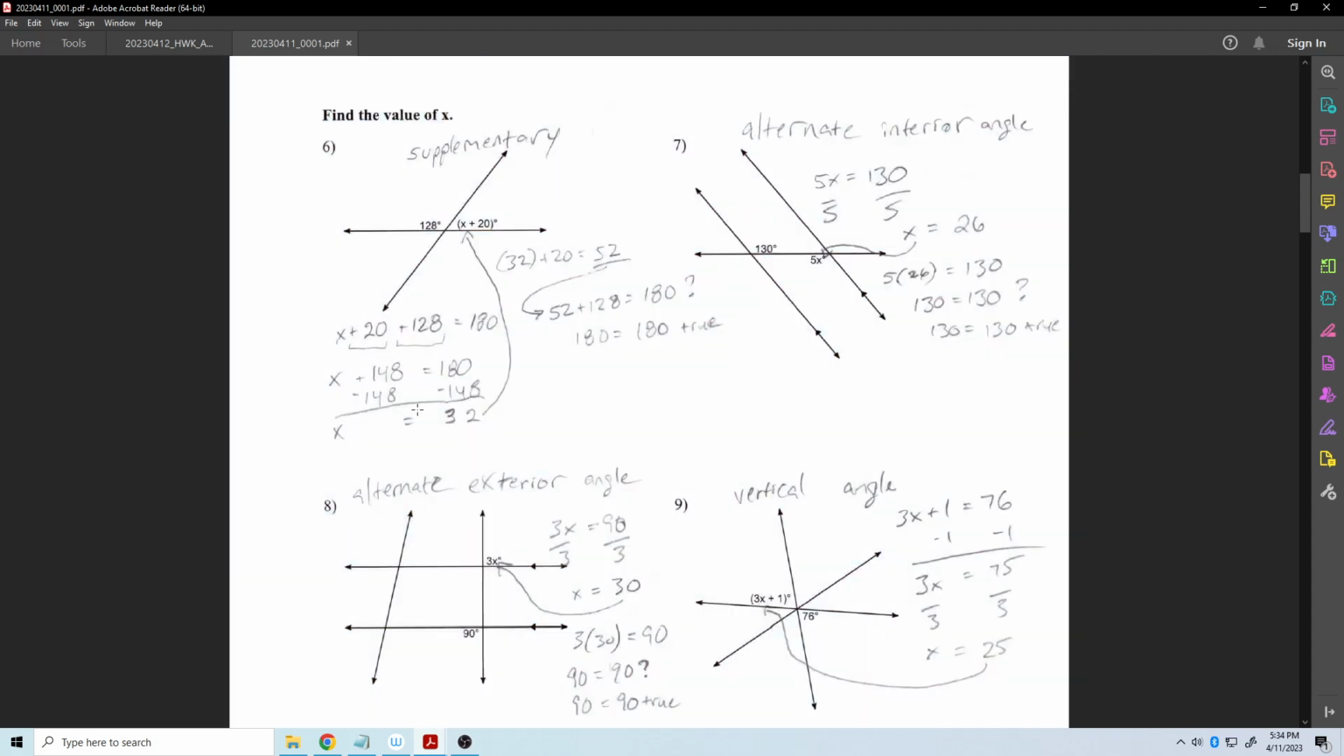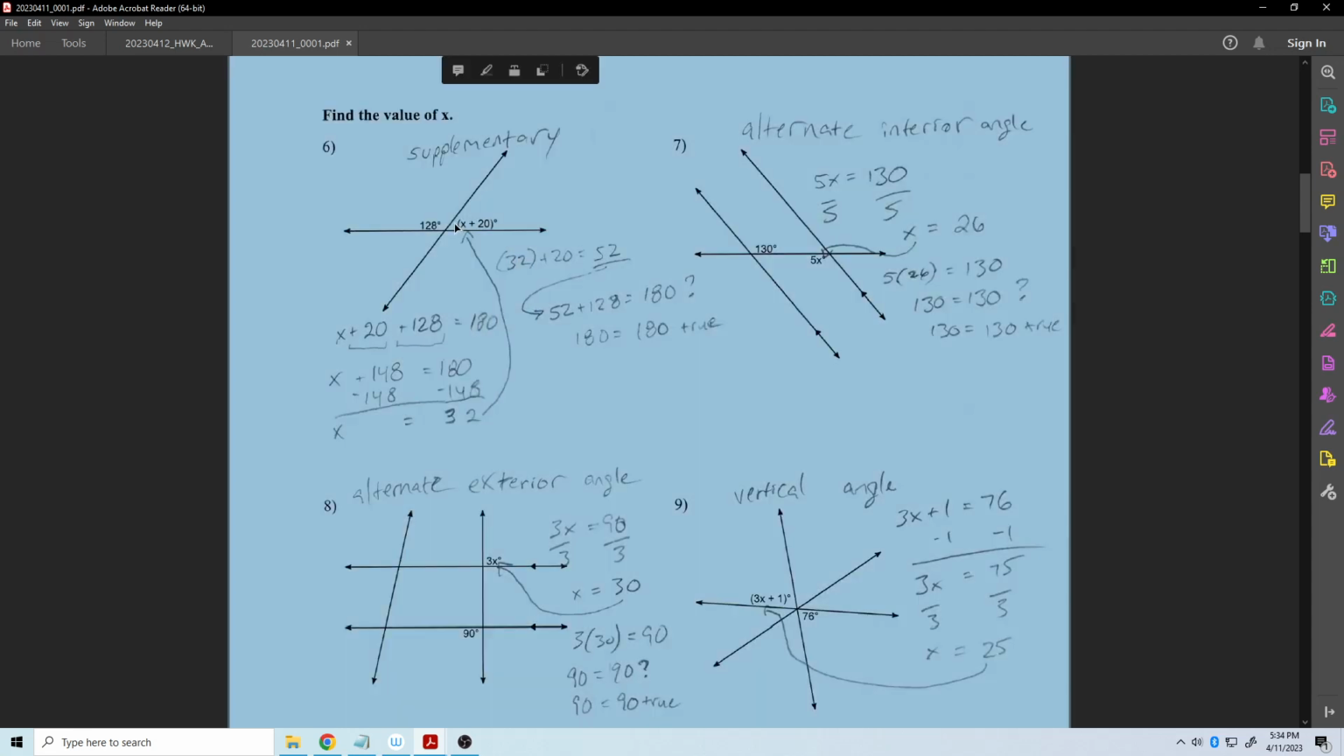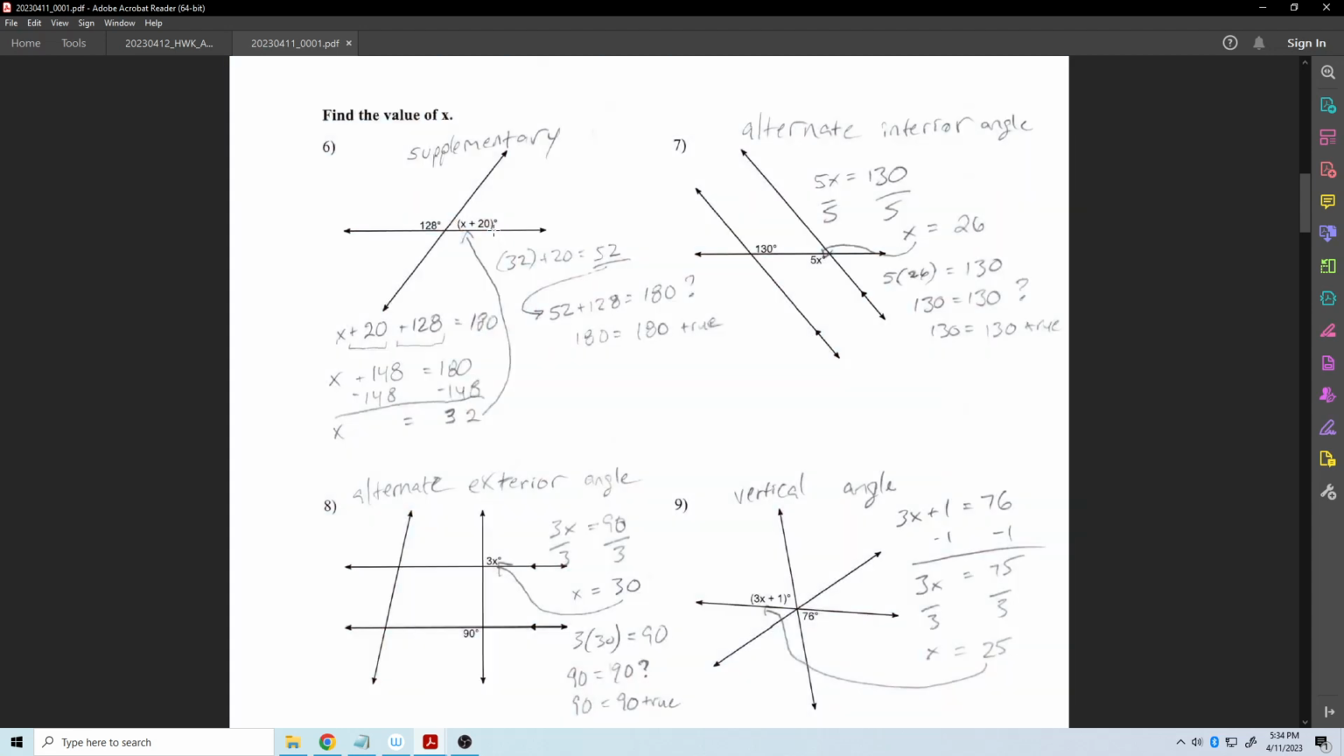You can see here that I've taken this 32 and I've plugged it right back in. 32 plus 20 is 52. 52 plus 128, is that 180? Well, indeed it is. That's how I've laid it all out here.